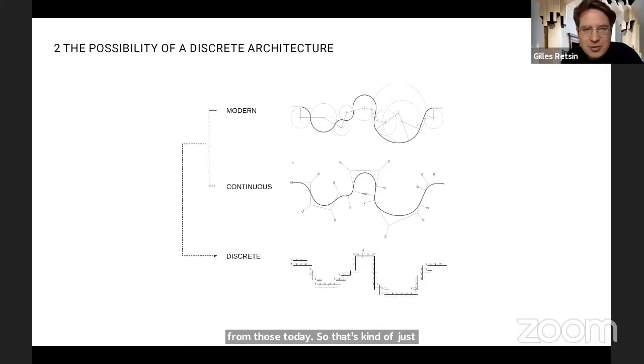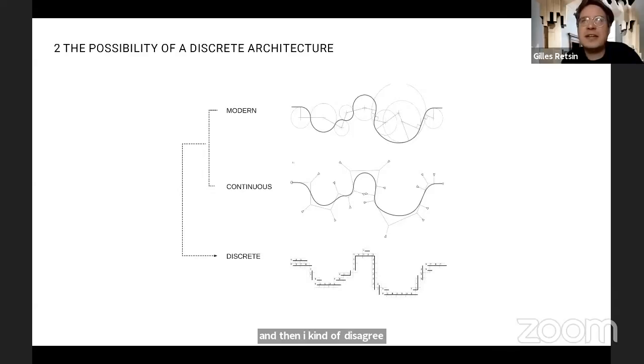So now I want to talk with you about what I call the possibility of a discrete architecture, approaching the discrete purely from an architectural perspective, which is then, again, if you look back at this diagram, what are the architectural differences between a modernist assembly, a continuous understanding of space, and then a discrete version of that.